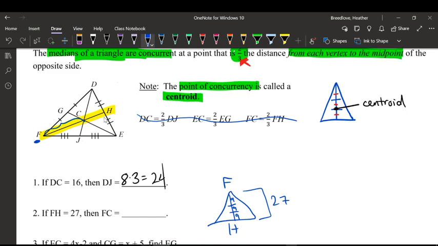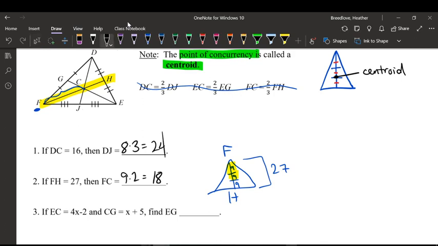And it's asking me for FC. So F to C is 2 of those pieces. It would be 9 times 2, which is 18. Make sense? Maybe? And then I'm not going to do the one with the algebra. We're not trying to do that. Just trying to keep it basic for right now.